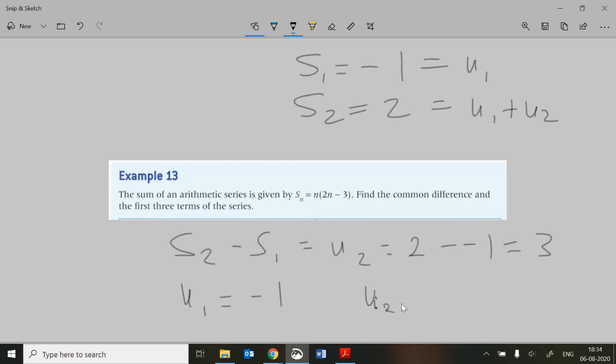So U2 here is equal to 3. And so that means that the common difference here is equal to 4. Okay, because the difference between the first and the second term, which is 3, is now 4. And we're already told that this is defined to be an arithmetic series, so we don't need to go beyond to find U3 or anything. We're now done.